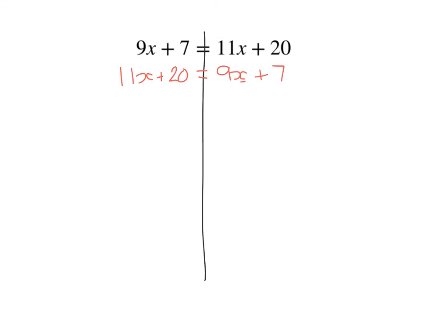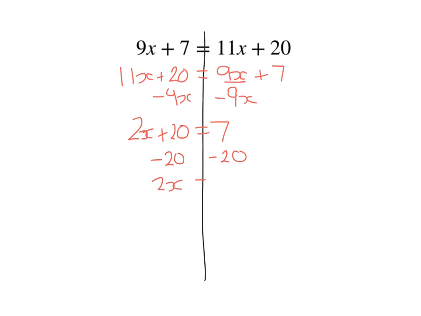Now let's start eliminating. So I've got 9x here. I don't want 9x on this side, so I'm going to take away 9x from both sides. So 11x take away 9x is 2x. Add 20 is equal to 9x take away 9x is nothing. I'm left with that 7. Say it out loud: 2x add 20. The last thing I did was add 20, so the first thing I'm going to do is to get rid of it. So take away 20. So that's going to leave me with 2x. 7 take away 20 would be negative 13.